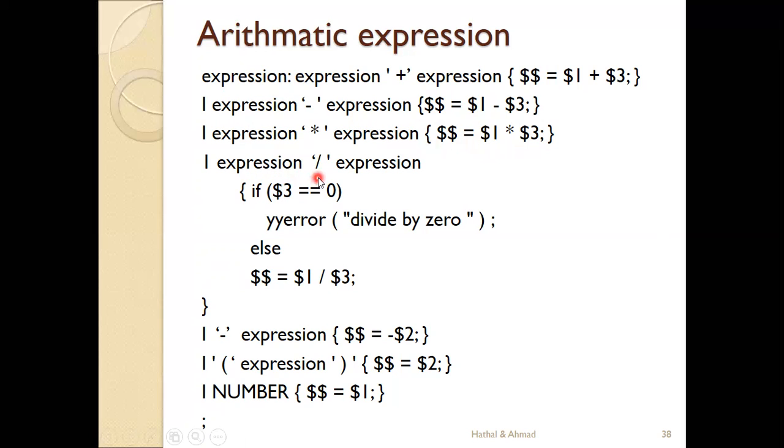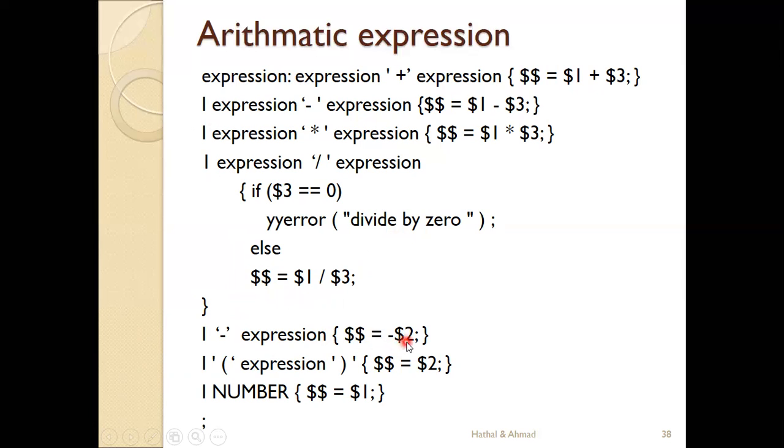In the same way, if the expression is in the form expression divided by expression, we check whether the expression has a divide by 0. That is checked using the statement if $3 is equal to 0. If $3 is equal to 0, that means it has a divide by 0. If not, you compute the $1 value divided by $3 and the value is assigned to $$.